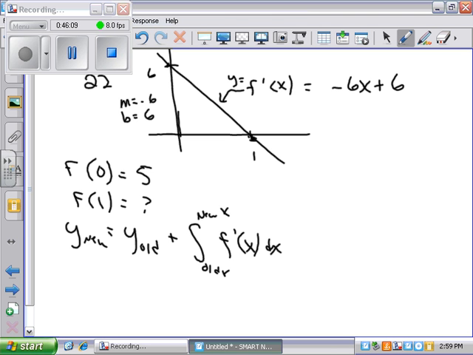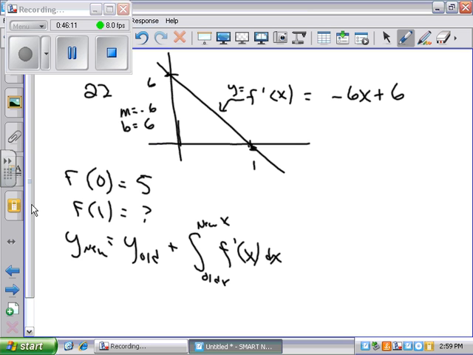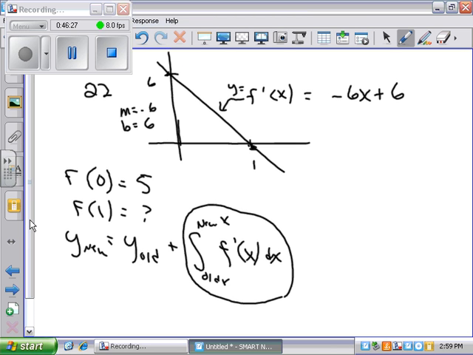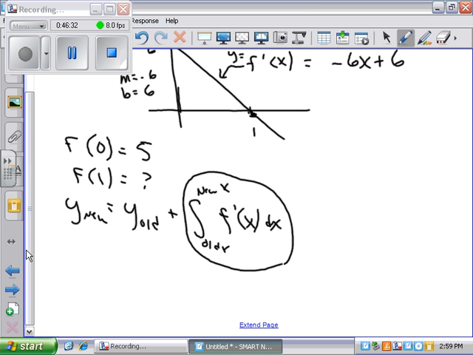Could you just find the area under this? That is even better, because that's what this equals. The definite integral from 0 to 1 is just the area of that. We could save ourselves time. We wouldn't even have to get the equation. Holy mackerel, that was a good idea. What is the area of that? 3, right? So if I want to know what y is at 1, it's the old y, which was 5, plus the change, which is 3, 8.